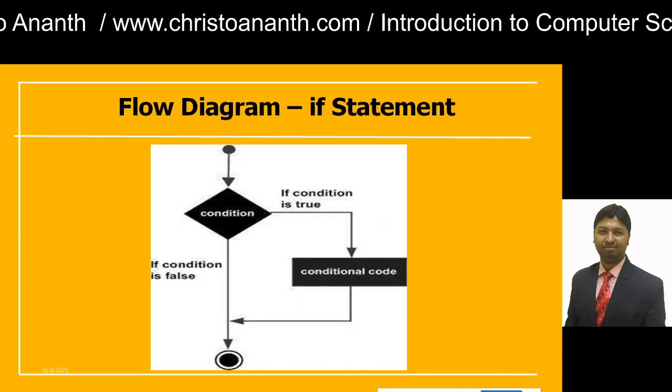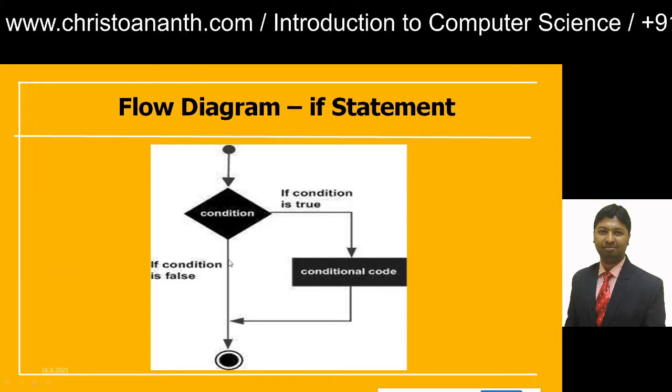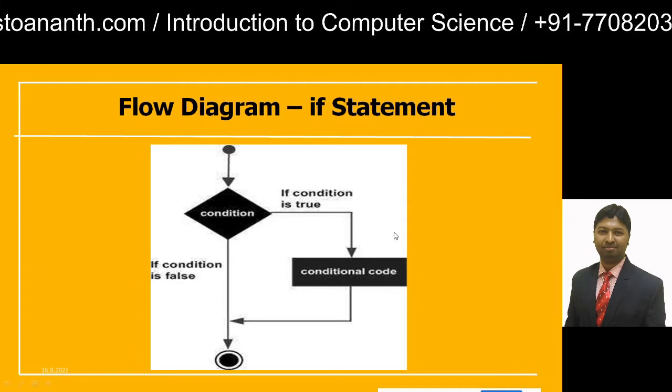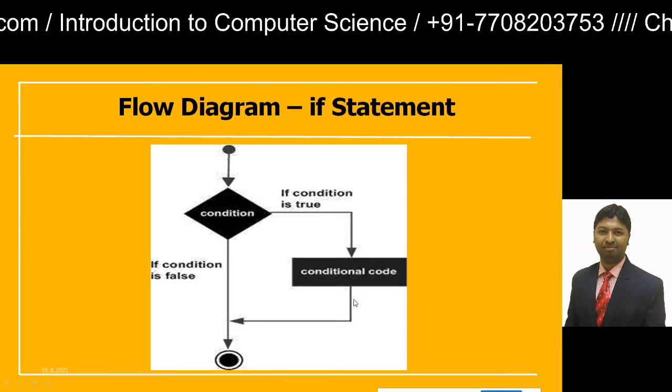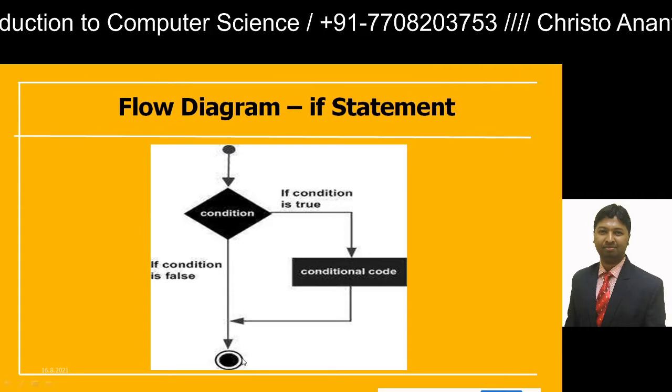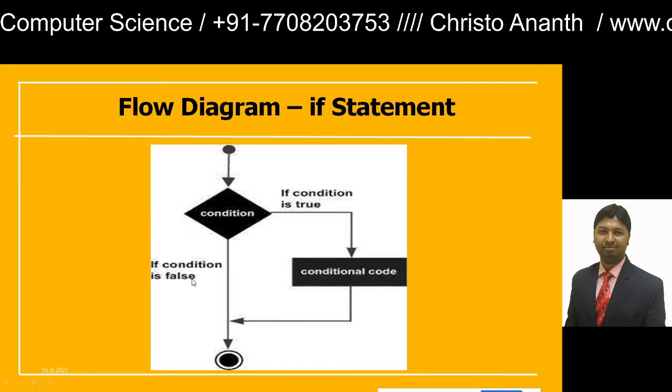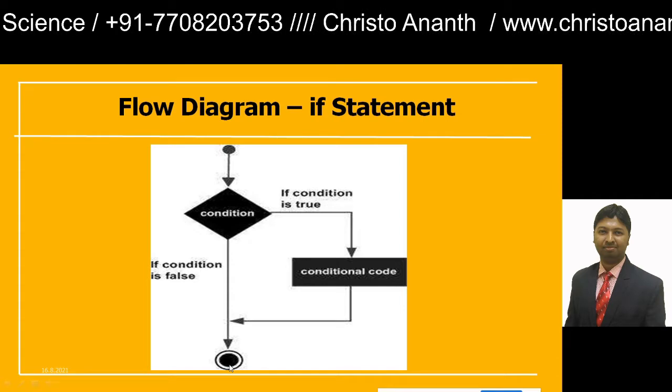So this is the block diagram, maybe the flow diagram, of the if statement. There is a condition. If the condition is true, the conditional code will be executed and it will terminate out of the loop. If the condition is false, it will directly terminate out of the loop.